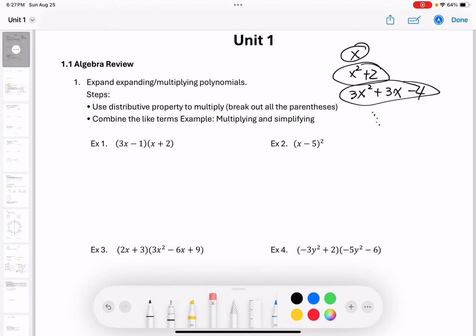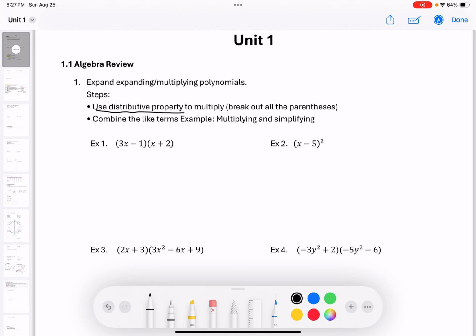And the multiplication between these polynomials, first we will use the distributive property to do the multiplication. And then second step, let's combine like terms.